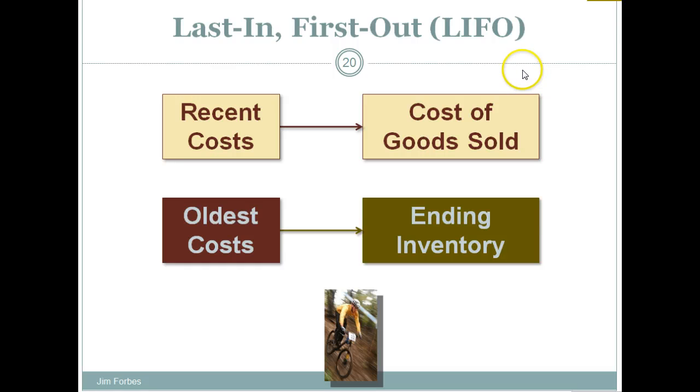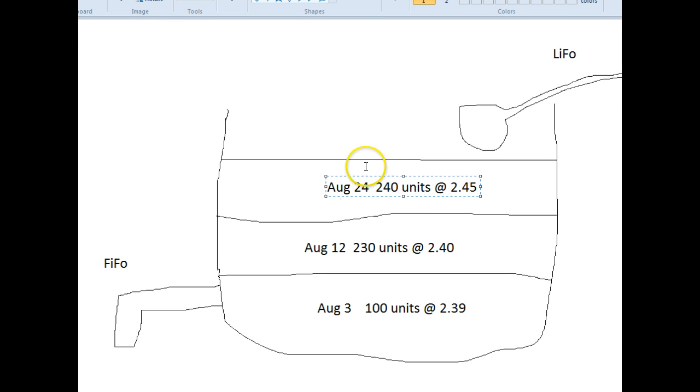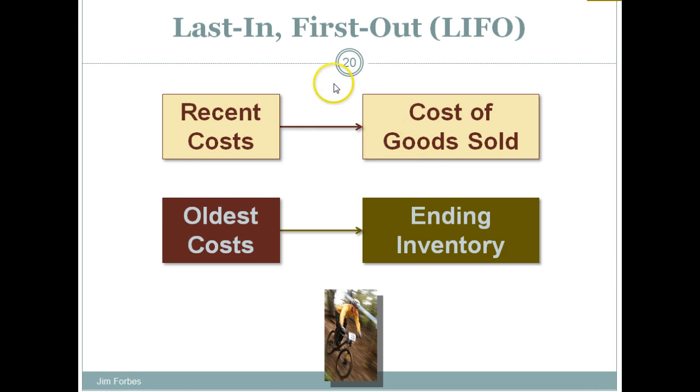Again, last in, first out, same concept as FIFO, only now you're selling from the top of the bucket versus the bottom of the bucket. And let me give you a picture of this. So here's your LIFO. Now you're making your sales from the top versus from the bottom. And again, it's going to change your pricing by what units you're selling versus your remaining balance. And so you have to keep track of that, and I think that visualization will help you immensely.